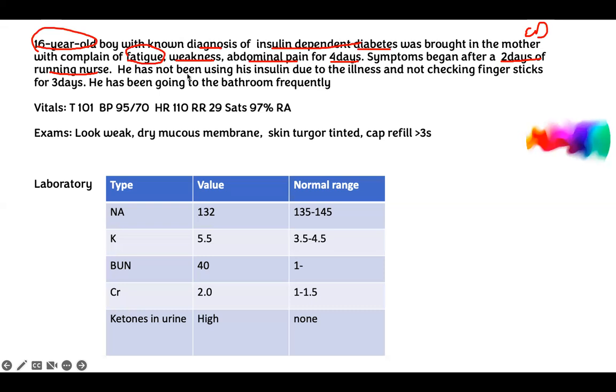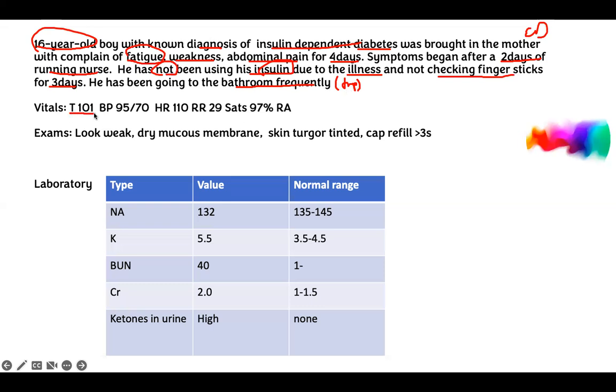He has not been using his insulin, so not using insulin due to illness. So he's sick and not checking his finger sticks for 3 days. He has been going to the bathroom frequently, so he's making a lot of trips to the bathroom. So that's the situation. Then they've given you vitals.